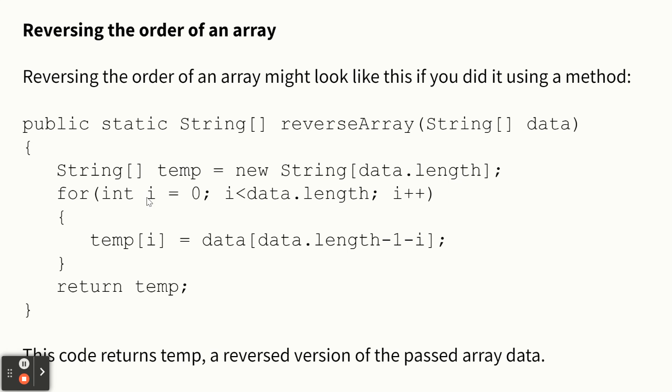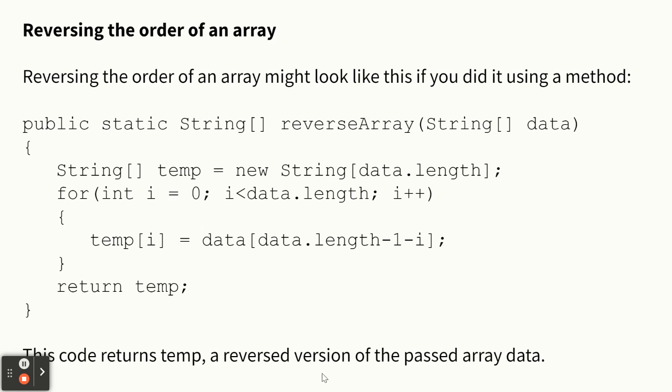And then look, I'm going from 0 to the end, and I'm saying, hey, the new array, temp at 0, is equal to the last element of data. And then it slowly goes through the temp array, and it goes backwards on the original array.